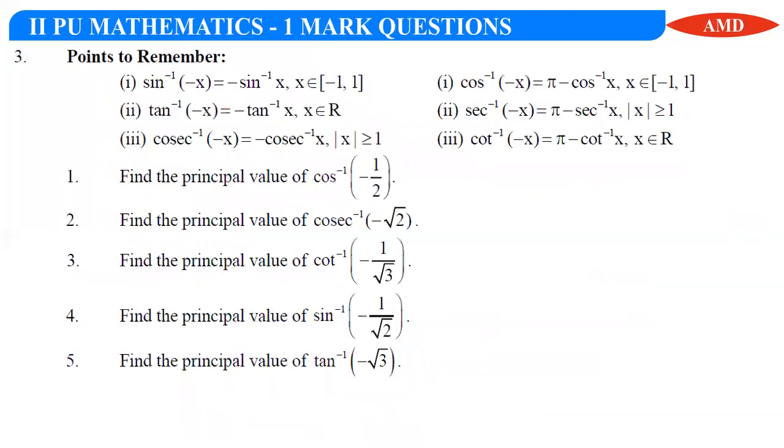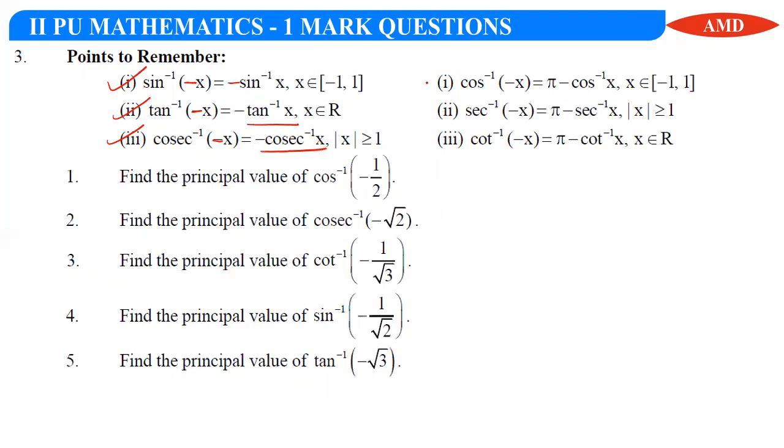Let's move on to the third question. In order to answer this question, we will have to know a few formulae here. The formulas are, when there is a negative sign in the inverse trigonometric functions like this, what should we do? So in the case of sine inverse, tan inverse, and cosec inverse, the sign can be written this way: minus of sine inverse of x, minus of tan inverse of x, minus of cosec inverse of x.